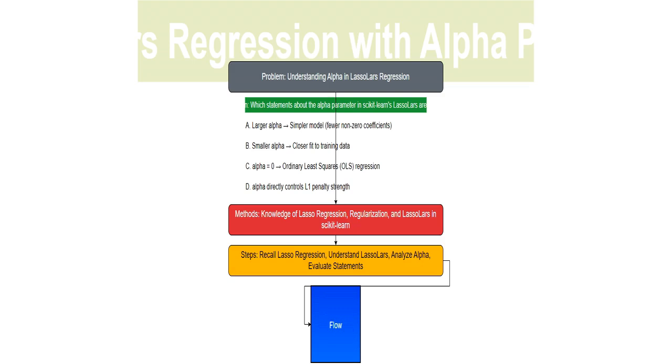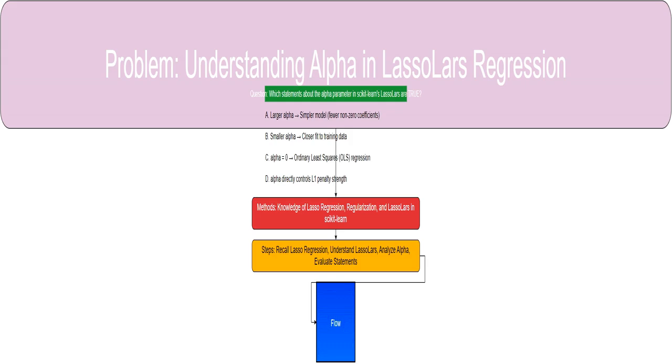I see this as the title highlighting the core topic: how the alpha parameter influences the LassoLars regression model. LassoLars is a specific type of regression that uses the least angle regression, LARS, algorithm, which I'll explain later. This sets the stage. We're focusing on the alpha parameter within the LassoLars algorithm. My goal is to understand how changing alpha impacts the model.